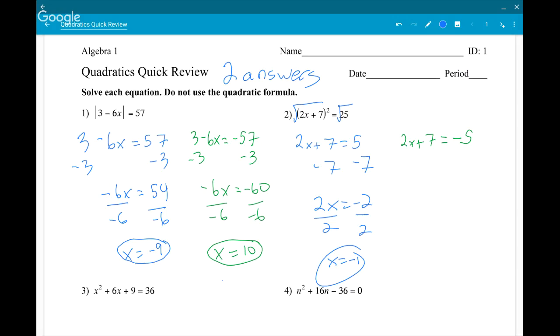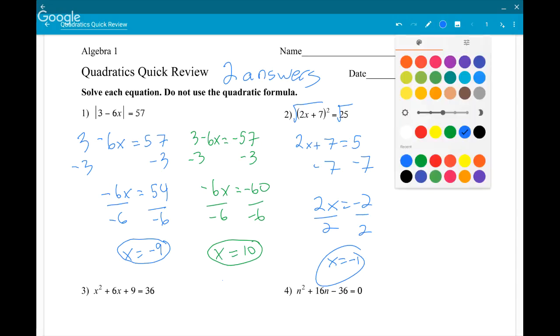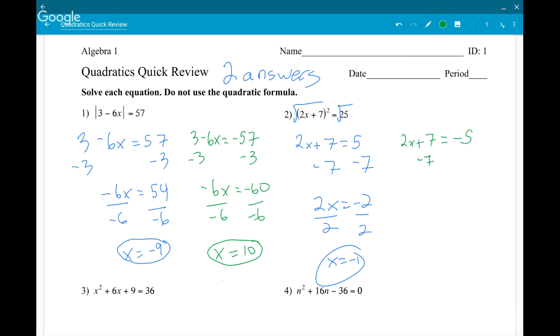Okay. All right. Then next, subtract 7, 2x equals negative 12. Divide by 2. x equals negative 6.